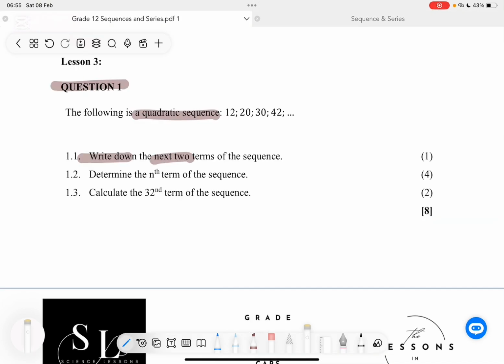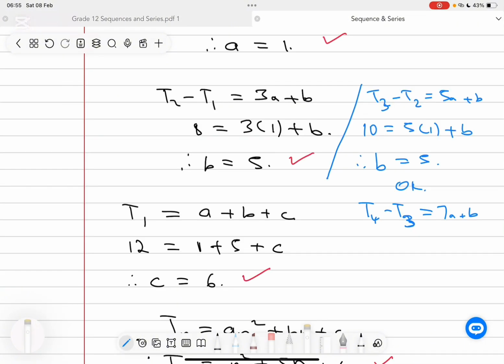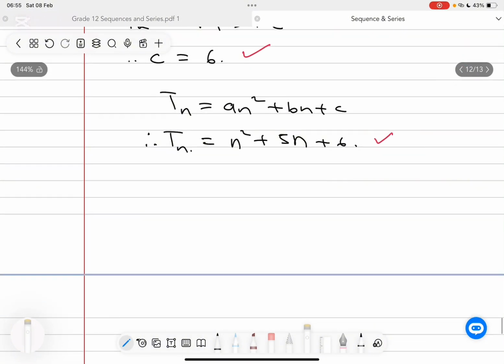Now I'm going to jump to question 1.3 here. I just wanted to emphasize that point because I think it's very important. They say here, now calculate the 32nd term of the sequence. So here we are looking for, this is 1.3, we are looking for term 32.